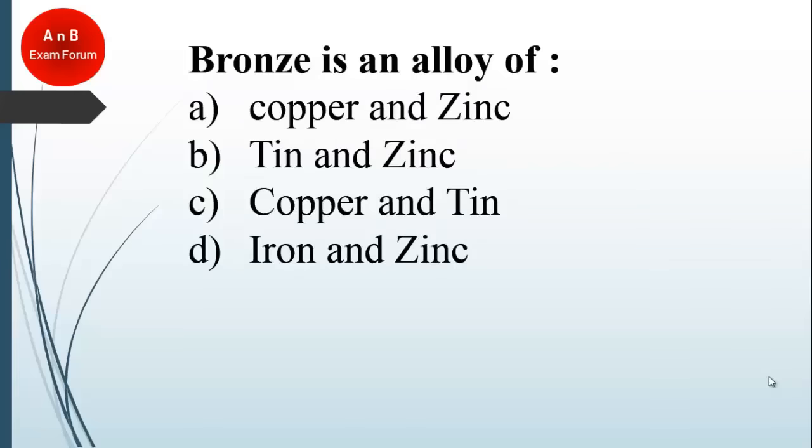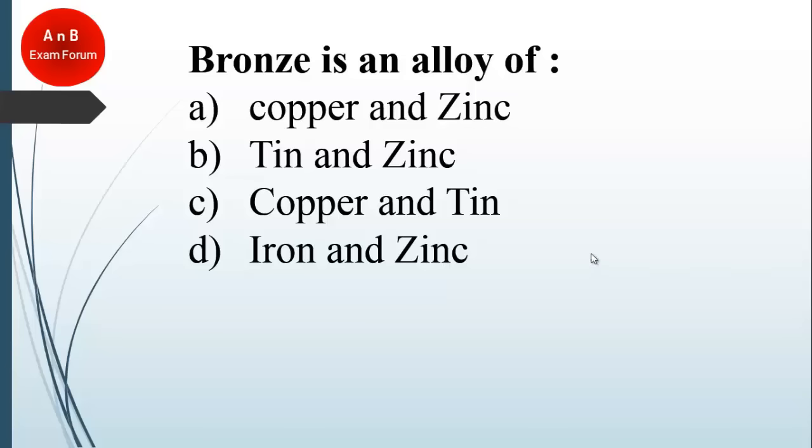Bronze is an alloy of what? Copper and zinc, tin and zinc, copper and tin, iron and zinc. Yes, student. Let us see one by one. Copper and zinc: what is an alloy of copper and zinc? Yes, brass is an alloy of copper and zinc, right? Tin and zinc we have not seen. Tin and lead we have seen, that is solder. Solder is an alloy of tin and lead, right? And bronze is an alloy of copper and tin. Remember this, bronze is an alloy of copper and tin. And iron and zinc again we have not seen, but iron and carbon we have seen as steel, right, student?